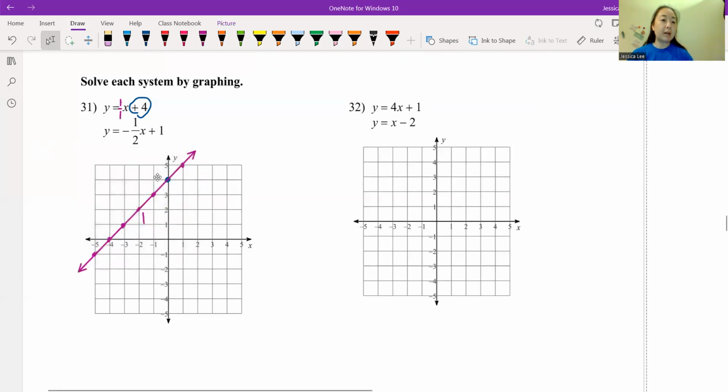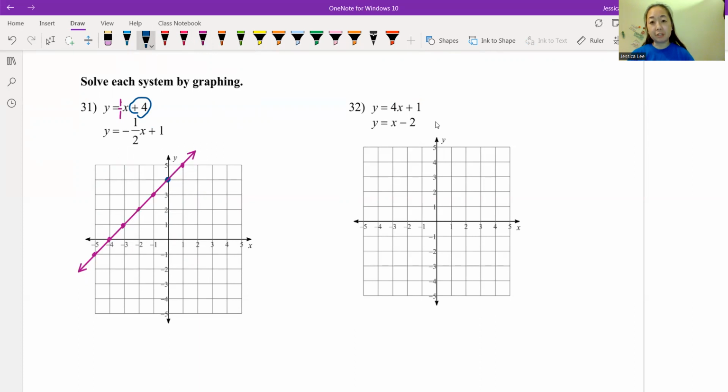Okay, and please make sure you're putting arrows on your lines. That will be important, right? Because they do continue on forever and ever. It doesn't just stop right here at like -5 and 1. It goes on forever.